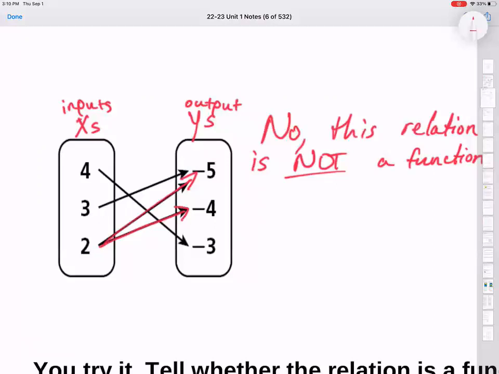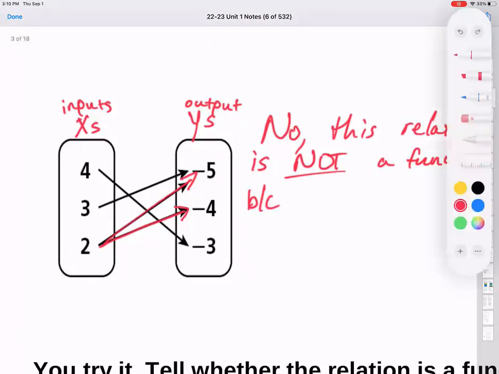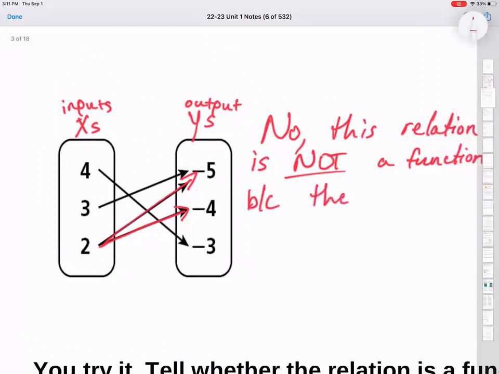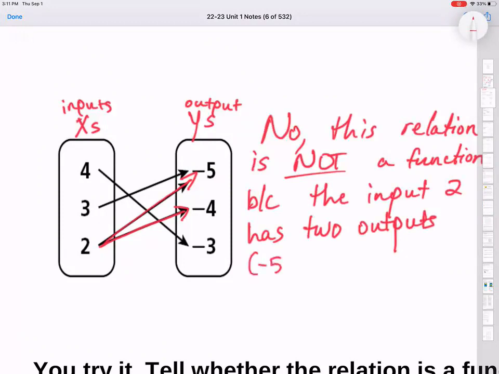And then on quizzes and tests and homework, we do want you to be specific as to the why, because the input 2 has 2 different outputs, -5 and -4. Okay, so that would not be a function.